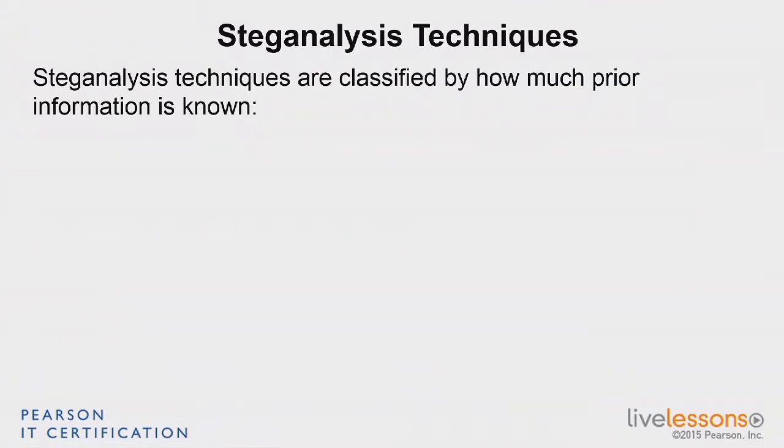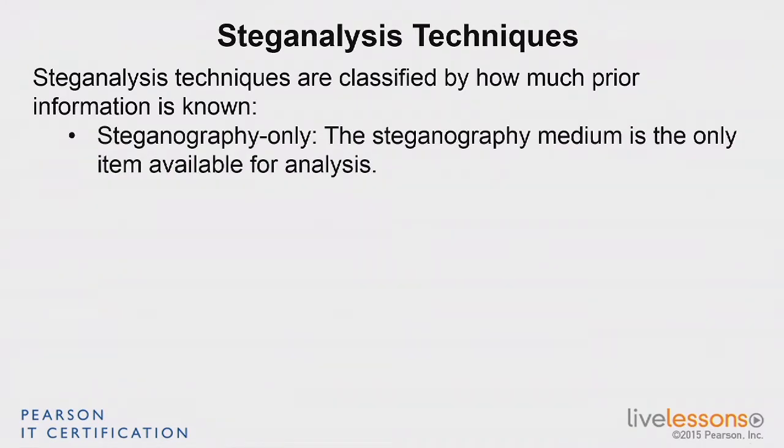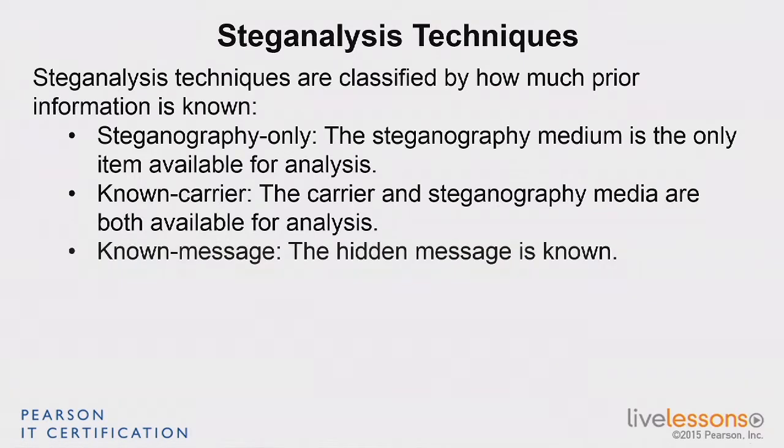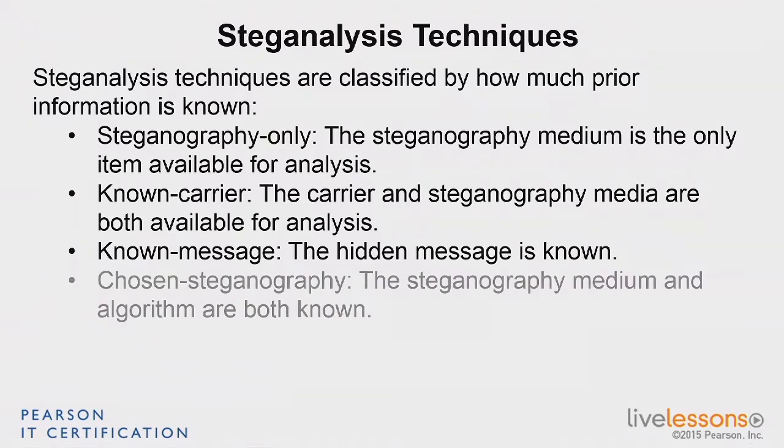Steganalysis techniques, like cryptanalysis, are classified by how much information is known. We can have steganography only, where just the steganography medium is available for analysis. We can have known carrier, where both the carrier and the media are available for analysis. We can have known message, where the hidden message is known. And we can have chosen steganography, where the steganography medium and the algorithm are both known.